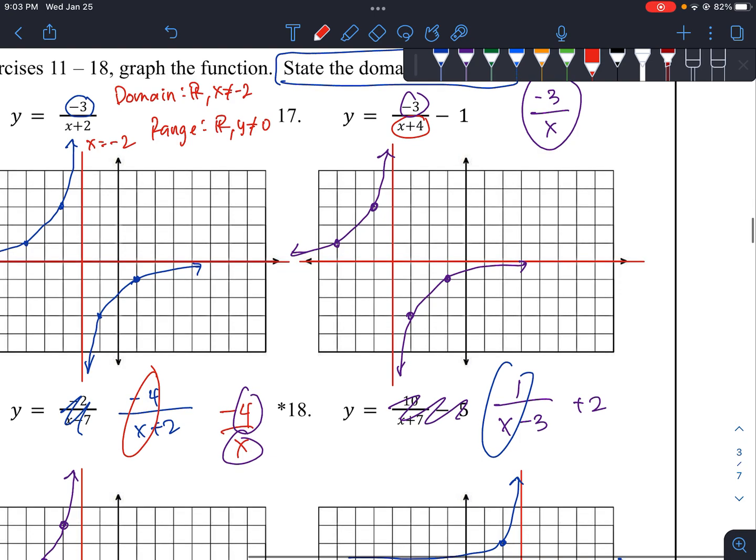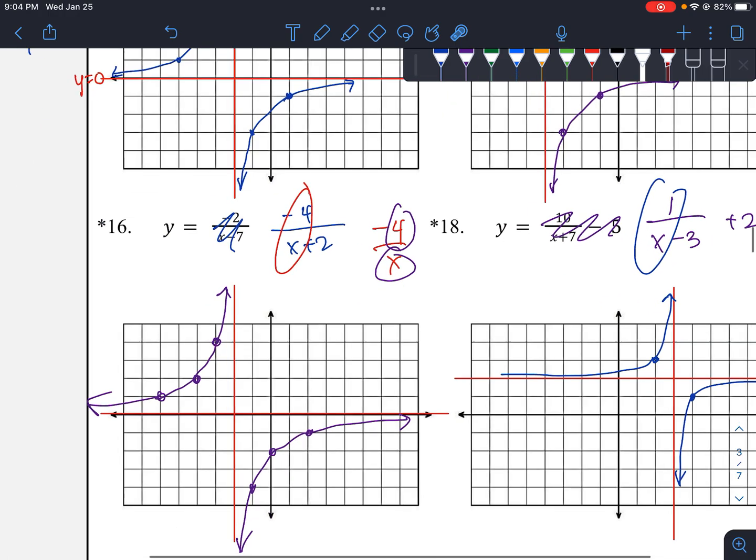Okay, so this is the line, just kind of now realizing that I didn't shift my axis down 1 on this one, but that's whatever. So this one right here, since it was shifted down 1, the range would be y cannot be equal to -1, and the domain is that x cannot be equal to -4, because that's where the asymptotes are.